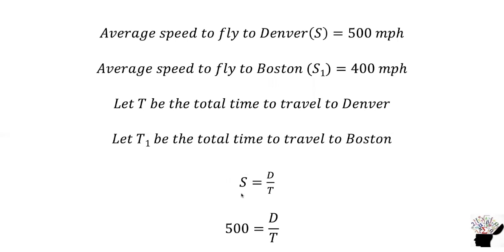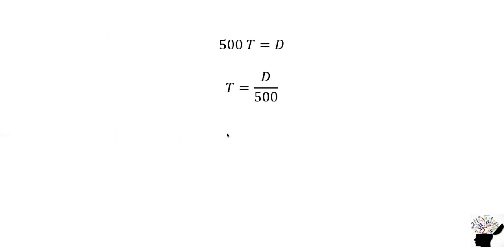So the average speed, which is S, is equal to D, capital D, divided by T. And we know from the question that the average speed is 500 meters per hour. So 500 meters per hour is equal to the distance, which is D, divided by what? The time. So from there, we can find the time to be D divided by 500.